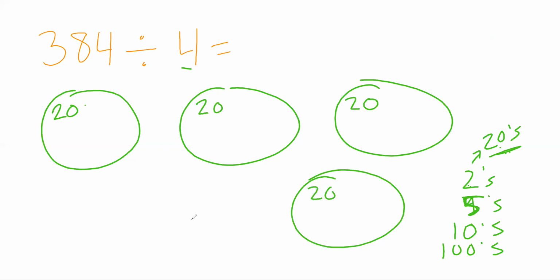Okay, let's do another one. 100, 120, 140, 160. Okay, this is getting hard for me to manage, so I'm going to jump to groups of 10. So 20, 40, 60, 80, 100, 120, 140, 160, 170, 180, 190, 200.